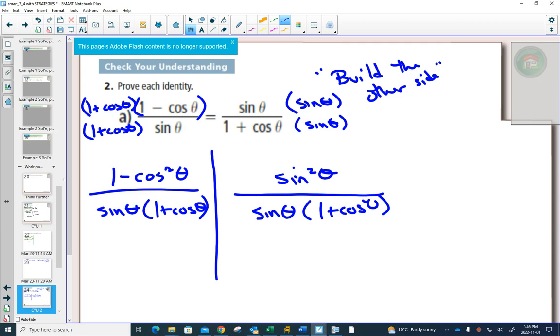So the build the other side strategy says, when nothing else is working, and you've used all your other main strategies, make something the same. Make your denominators the same. Make your numerators the same. And then, once my denominators are the same, look now, my numerators are still different. But is there something I could do? I have a squared. Oh. Hey, can you see that you could get 1 minus cos squared theta with one mental math strategy? It would equal sine squared. Perfect. So you're allowed to change it to sine squared. And then our left side is equal to our right side.